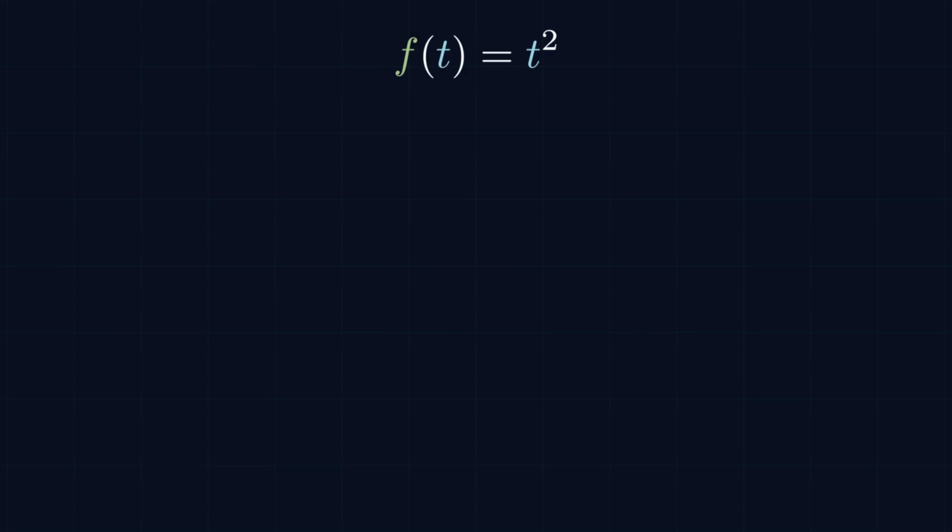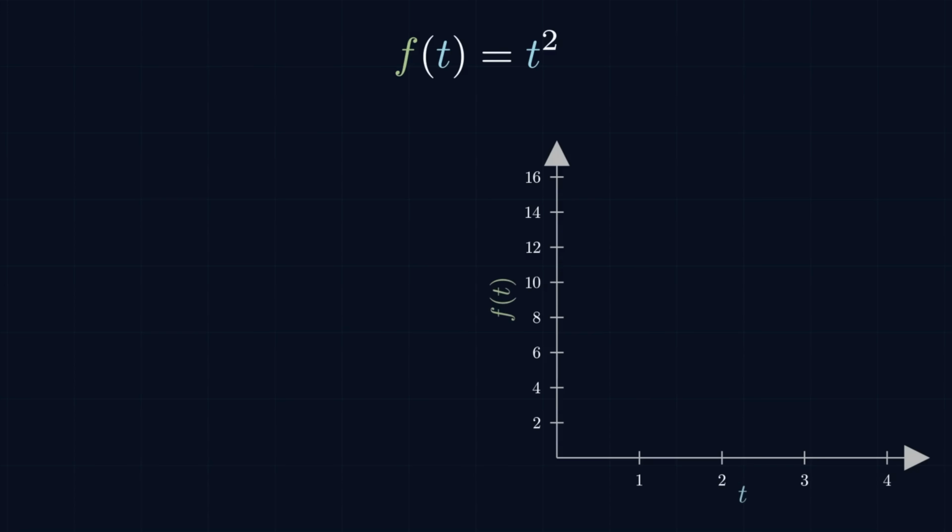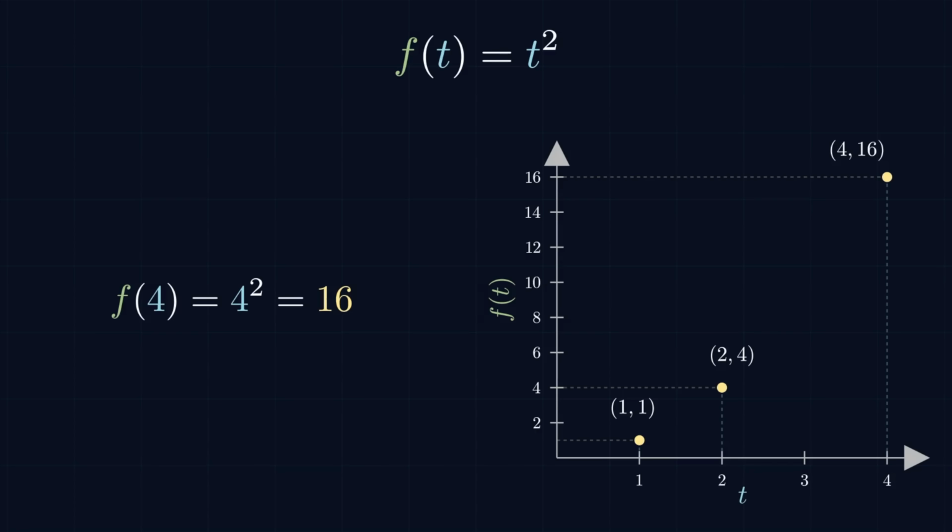We can plug in values here to see what's happening. So at t = 1, we'd have f(1), which is just 1 squared, which equals 1. So the car is 1 metre away after 1 second. After 2 seconds, we'd have f(2) = 2² = 4. So the car is 4 metres away after 2 seconds. And similarly, we can look at 4 seconds. So f(4) is 4 squared, which equals 16. So the car is 16 metres away after 4 seconds.